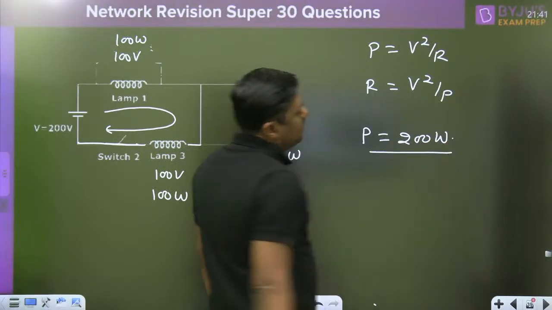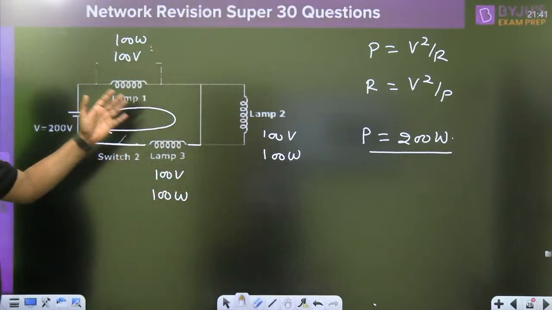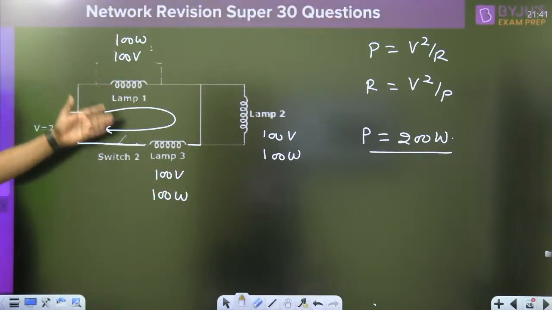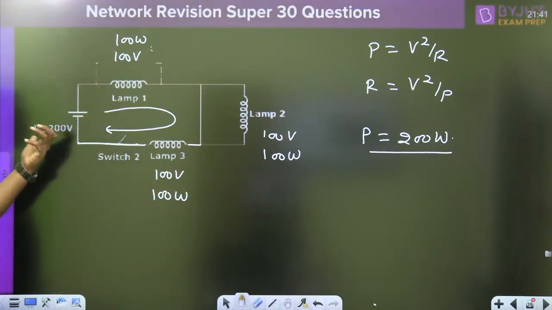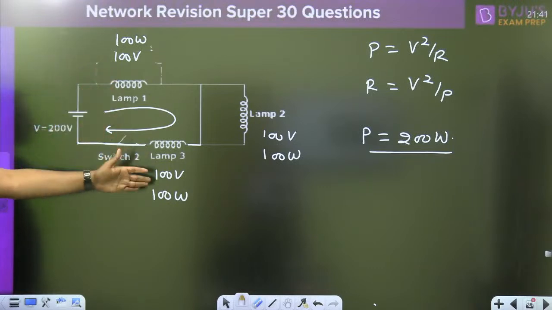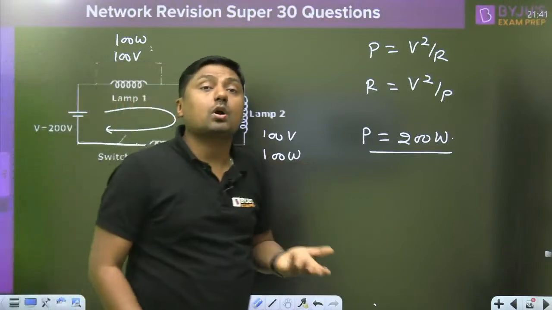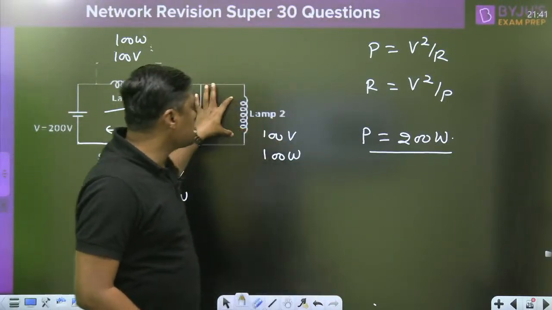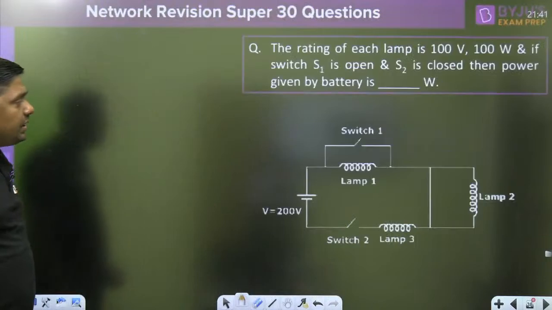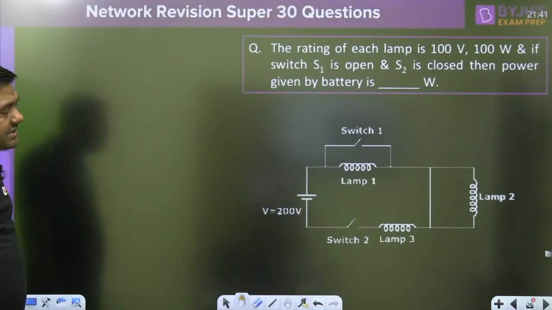Why? Because it works on its given rating. 100 volt is here, 100 volt is here, and each will consume 100 watt. What is the power consumed by this lamp? 0, because it is short circuited. Voltage across this lamp is 0. Easy? So the question was very easy, just don't get confused. This is a very easy question.